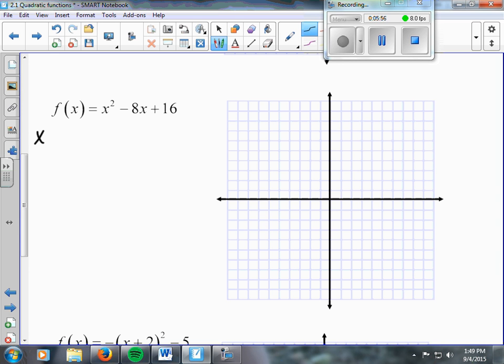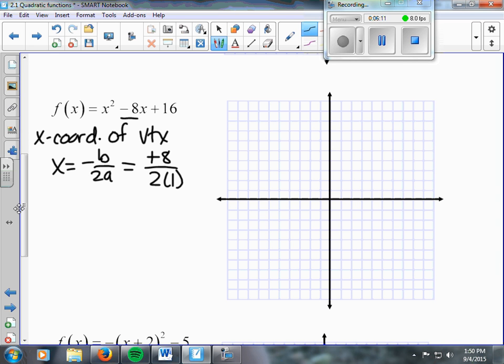Instead, I'm going to find the x-coordinate of the vertex. To find the x-coordinate of the vertex, remember there was that formula: negative b over 2a. And so here's my b, negative 8, that's positive 8, over 2a, a is 1. So I get the x-coordinate 4. I know that my x-coordinate of the vertex is at 4. Now I'm going to find the y-coordinate by simply plugging 4 in. So that would be 16 minus 32 plus 16. Is that 0? Yeah, 0. So (4, 0) is my vertex.